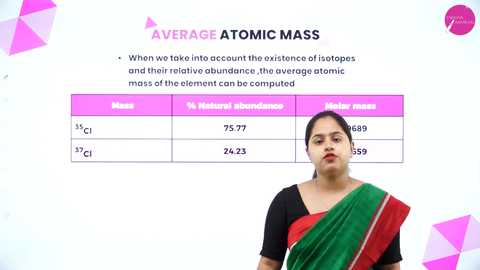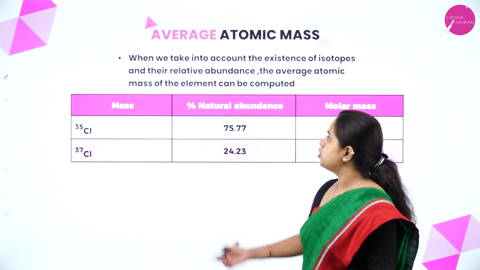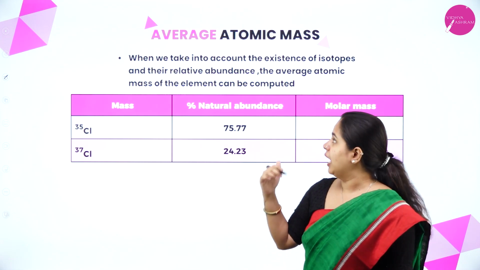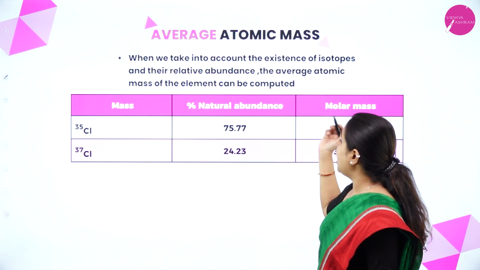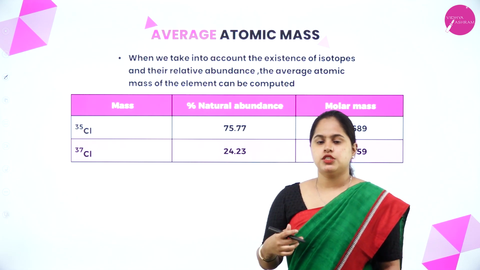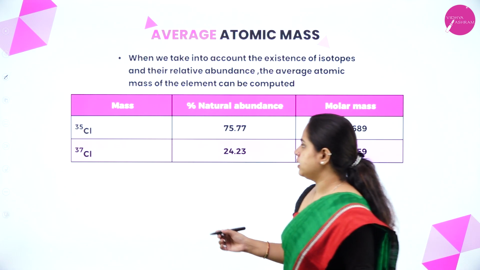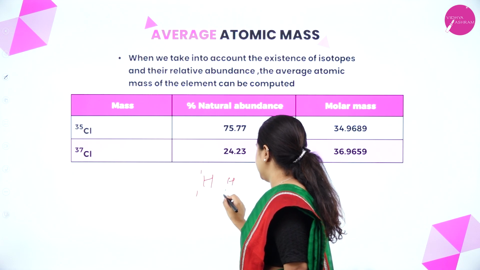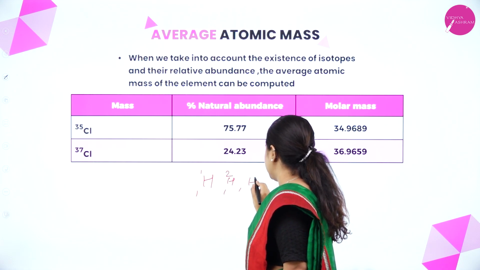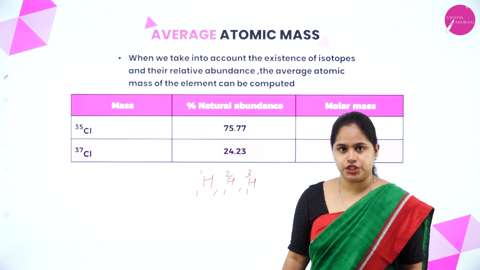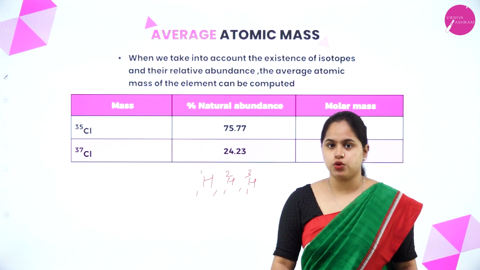So now what is the need of finding average atomic mass? When we take into account the existence of isotopes and their relative abundance, the average atomic mass of the elements can be computed. Let us say we know that hydrogen has 3 isotopes: H-1, H-2 and H-3.